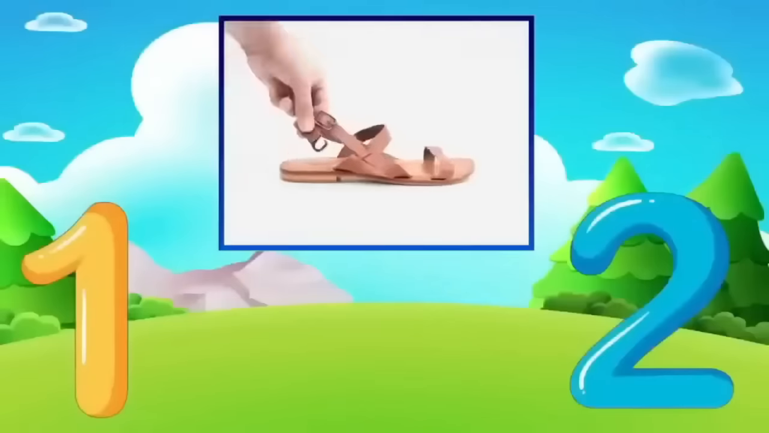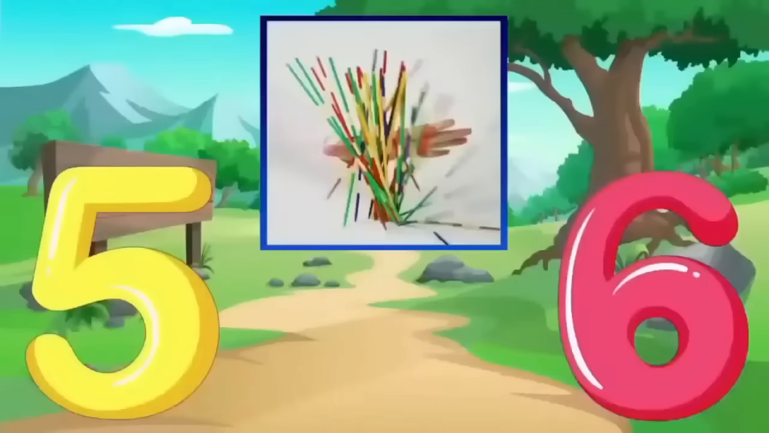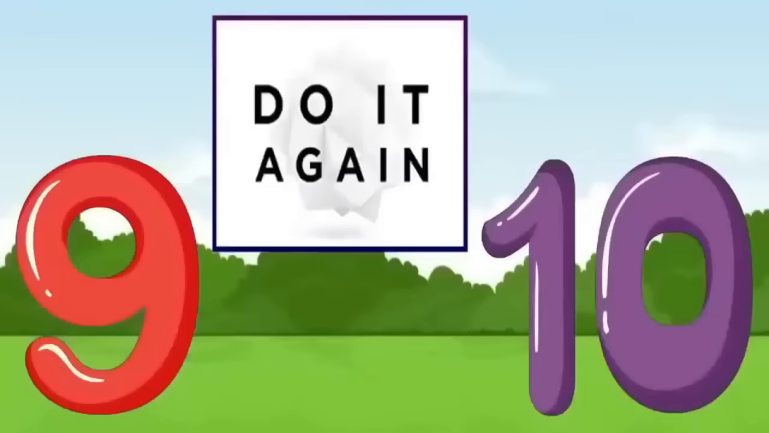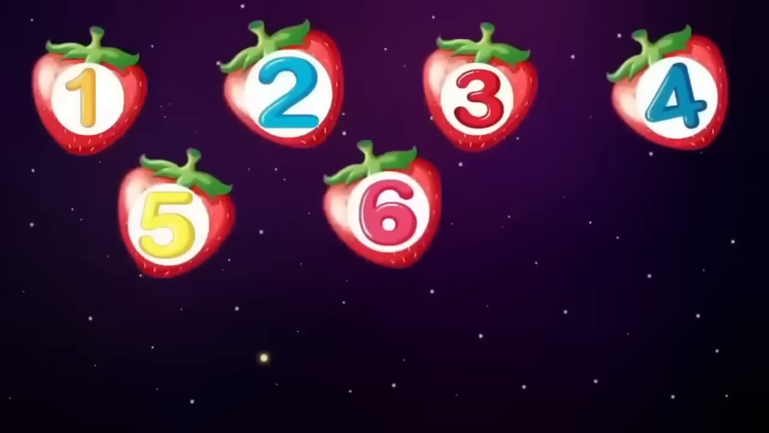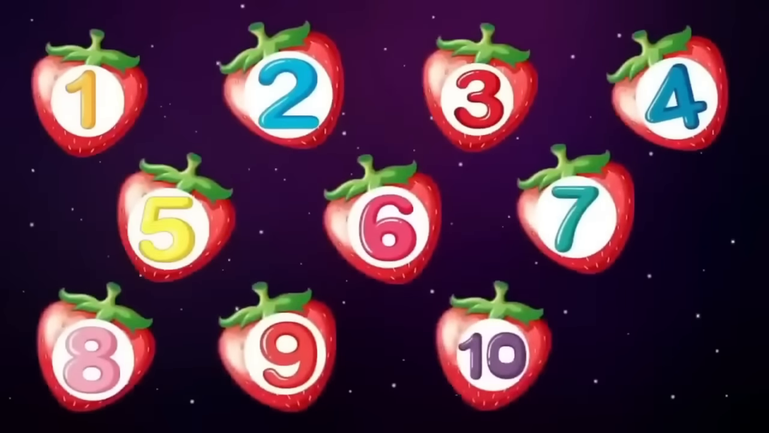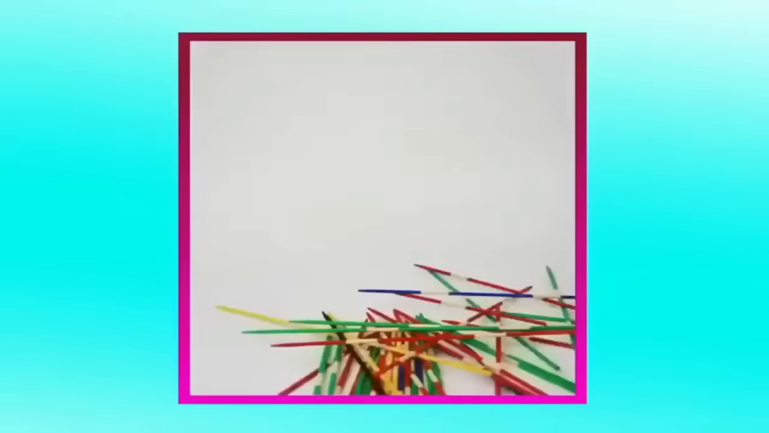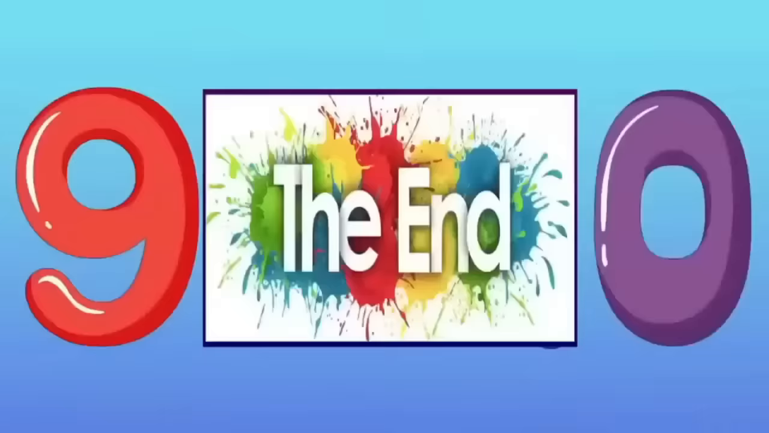1, 2, buckle my shoe. 3, 4, shut the door. 5, 6, pick up sticks. 7, 8, lay them straight. 9, 10, do it again. 1, 2, 3, 4, 5, 6, 7, 8, 9, 10. 1, 2, buckle my shoe. 3, 4, shut the door. 5, 6, pick up sticks. 7, 8, lay them straight. 9, 10, do it again.